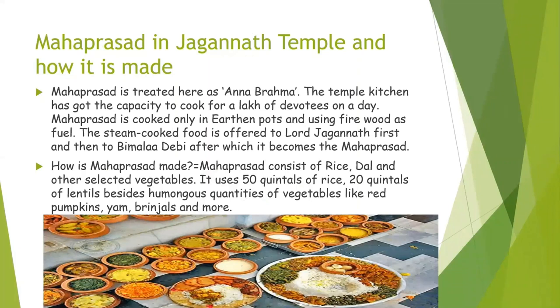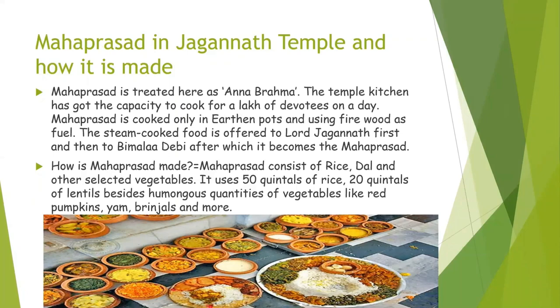Mahaprasad in Jagannath temple and how it is made. Mahaprasad is treated here as Anna Brahma. The temple kitchen has the capacity to cook for a lakh of devotees on a day. Mahaprasad is cooked only in earthen pots and using firewood as fuel. The steam cooked food is offered to Lord Jagannath first and then to Bimala Devi, after which it becomes the Mahaprasad.